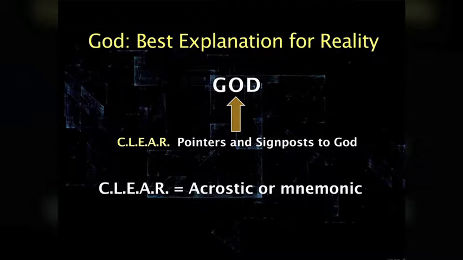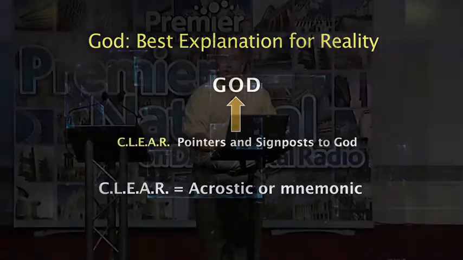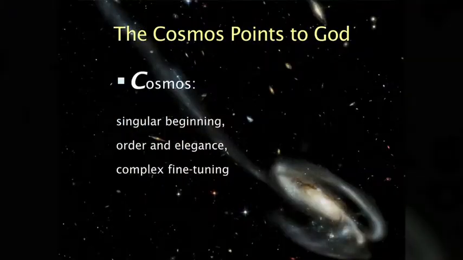And so I'm, again, using the word clear as an acrostic or a mnemonic device. And I'm offering this to you as you talk about your faith and as you reason about your faith. So let's start with the C, cosmos. I believe that the cosmos points to God, and the way I think that it does, in that it had a singular beginning. That is extremely biblical. That it has order and elegance and complex fine-tuning.